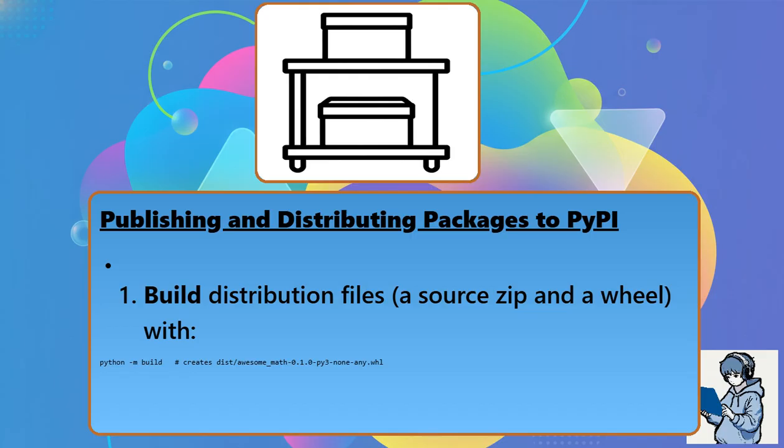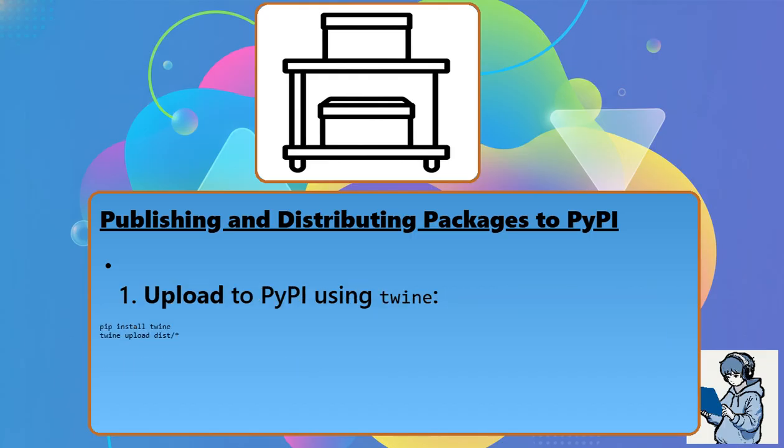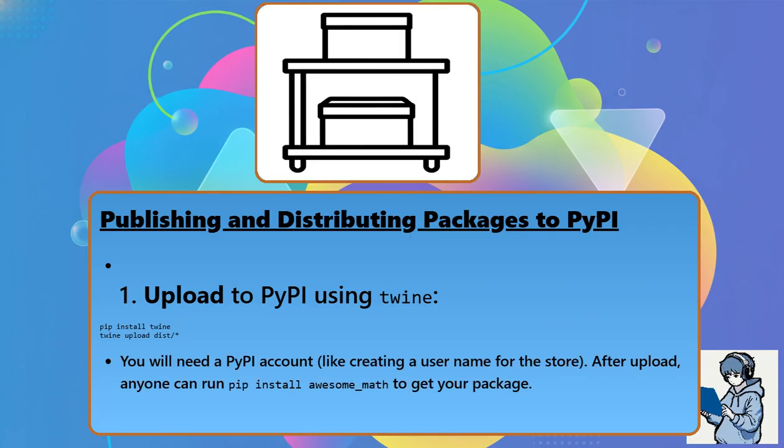Build distribution files, a source zip and a wheel, with python -m build. This creates dist/awesome_math-0.1.0-py3-none-any.whl. Upload to PyPI using Twine. First install Twine with pip install twine, then upload with twine upload dist/*. You will need a PyPI account, like creating a username for the store. After upload, anyone can run pip install awesome_math to get your package.